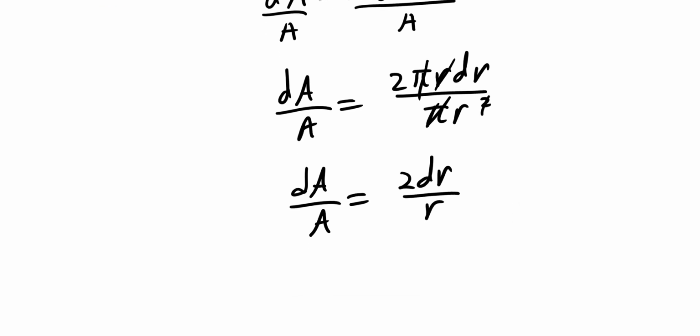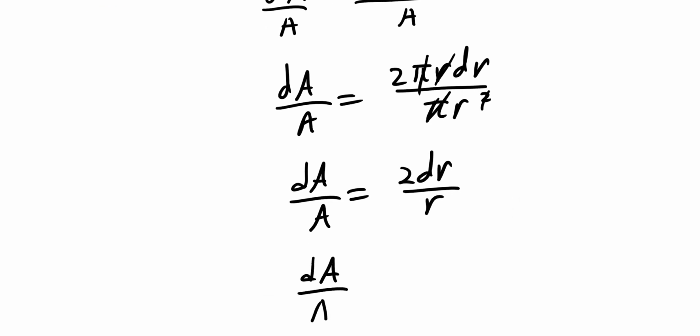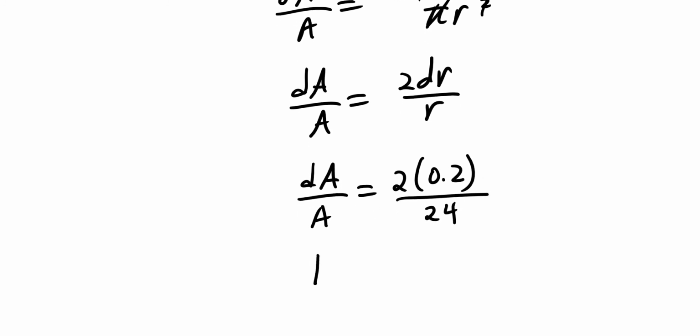2dr over r. And notice we already have both of them. We have dr 0.2 and the radius was 24. Dividing this up, it should give us 0.01667.